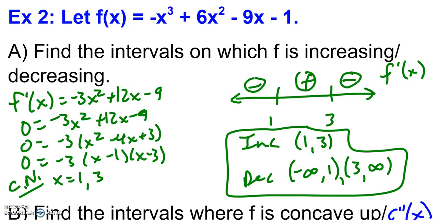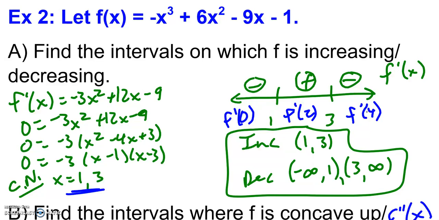Okay, so you can see on the left here, I took the first derivative and factored to find my critical numbers of 1 and 3. Again, plug that into your number line to find increasing, decreasing. So if you plug in values, I would plug it into the first derivative to figure out if these are positive or negative to find my increasing, decreasing intervals.